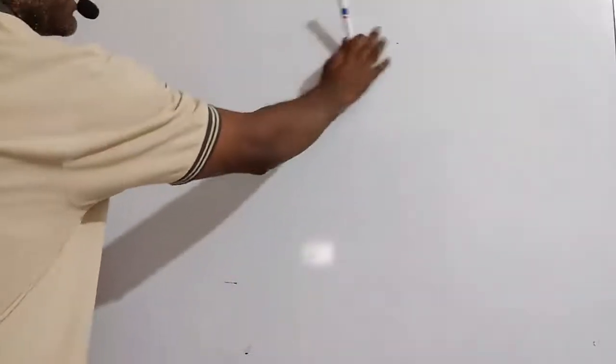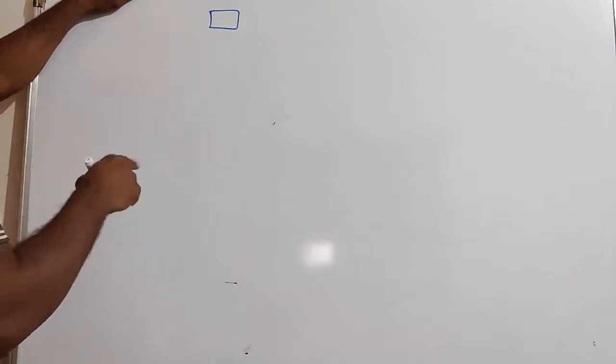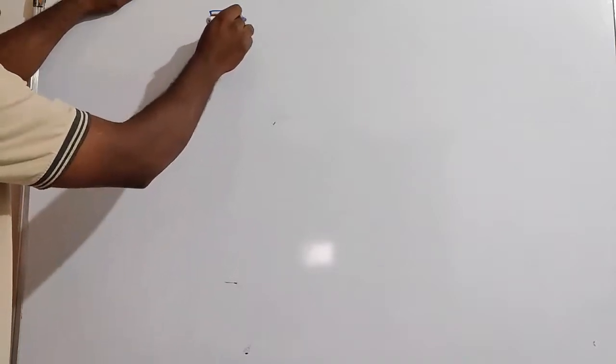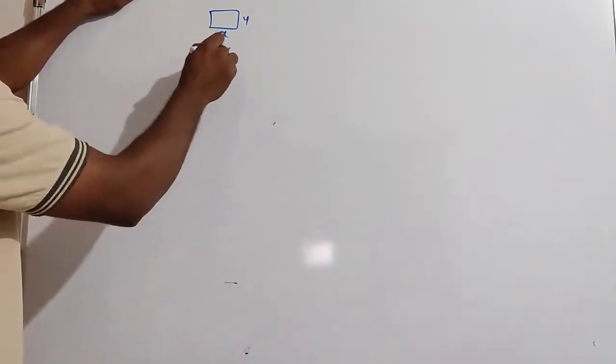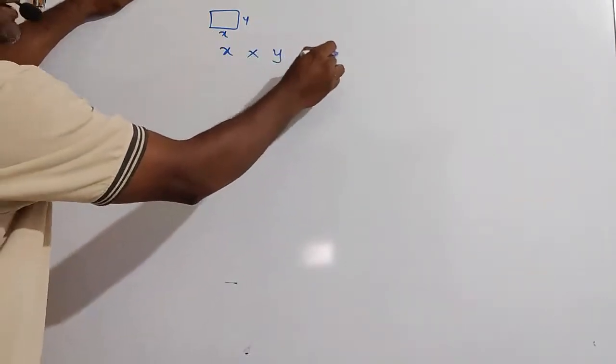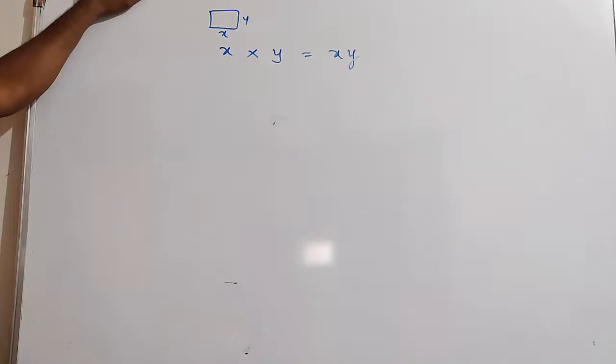We'll move to the next question. The area of the rectangle gets reduced by 9 square units. It is about the rectangle area. Length will be there and breadth will be there. So the area of the rectangle will be x into y, that is equal to xy. Length into breadth is the formula to find the area of a rectangle.